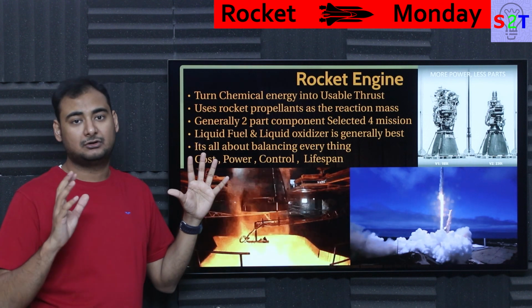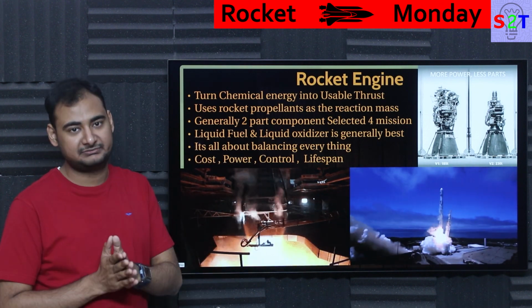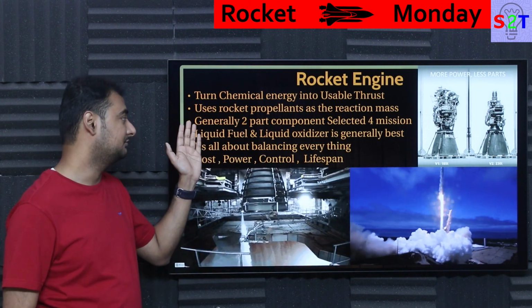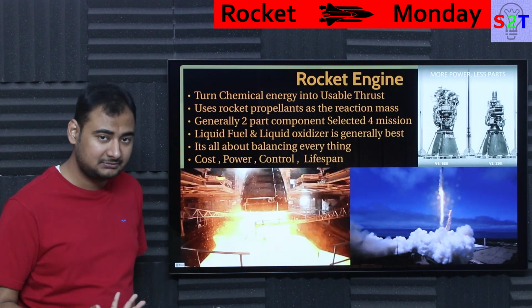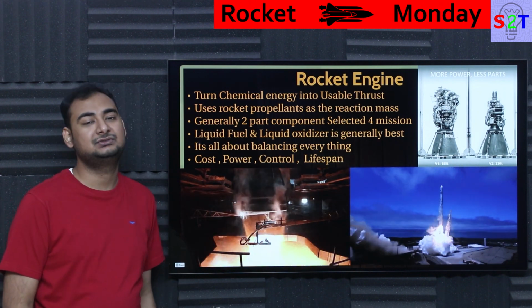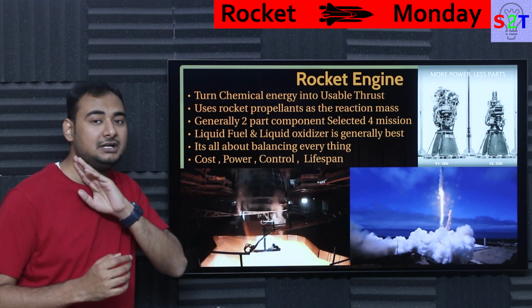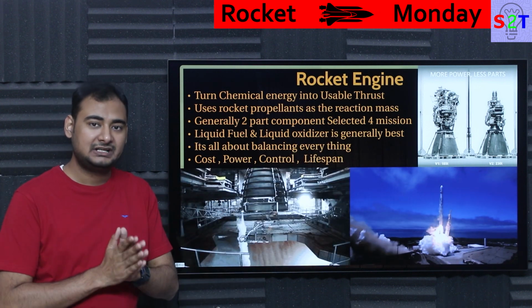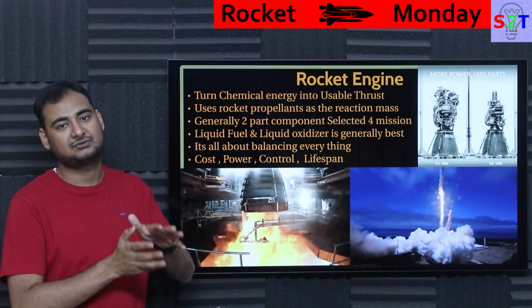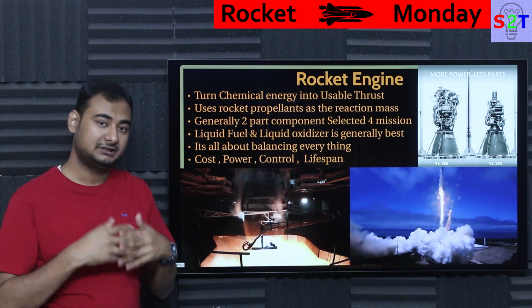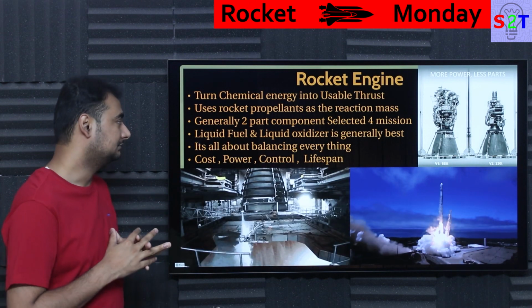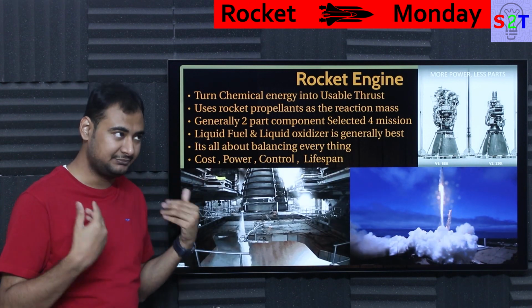And generally for space missions, I'm not talking about military missiles and all that, just generally for space missions, we always select two-part components, and which components will be used, basically which propellant mix would be used, is dependent on the mission. For example, if you are designing Saturn V, you will have different requirements for the boost stage versus your third stage, which is supposed to take stuff to the moon. There are different requirements for that, so you will choose your propellant mix based on that.